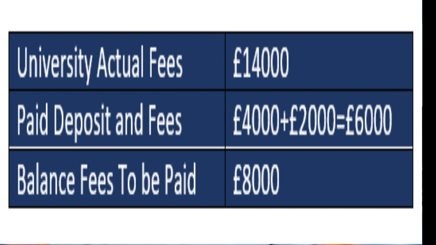Now, when the university issues you the CAS, on the CAS it shows 14,000 minus 6,000. So on the CAS, the remaining fees to be paid is about 8,000 pound. So when you get a CAS letter from the university, the balance fees shown is about 8,000 pound. That is the document which you will submit while applying for your student visa. Now, this was your university fees, one component. Now, the other component is your living expense.